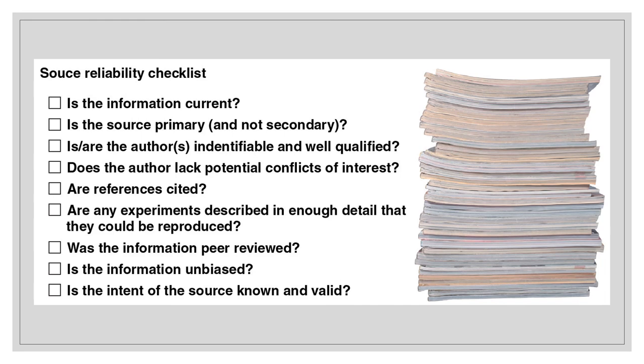Is it a primary source and not a secondary source? For example, a lot of times we'll read articles from different magazines or news blogs about a scientific study, but the article in the magazine or on the news blog is not the primary source, it's a secondary source. So whenever they give you the option, go to that primary source and look at the scientific article, which has the actual information from the study.